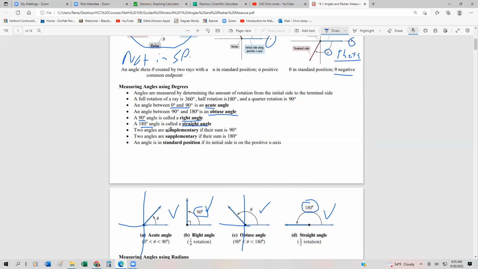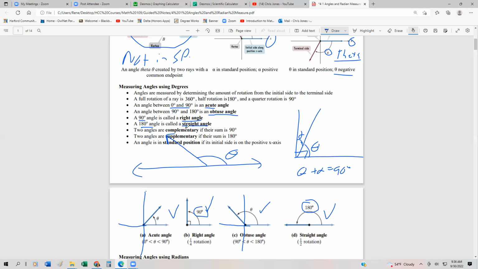Two angles are complementary if their sum is 90 degrees. So if I had this sort of thing right here, where I called this alpha, and I called that theta, I know that alpha plus theta would be 90 degrees in this example, and hence these would be complementary. Supplementary is 180. If I was to construct something like this, where this might be theta and this might be alpha, alpha plus theta would be a straight angle, which is 180 degrees. So that would be supplementary.